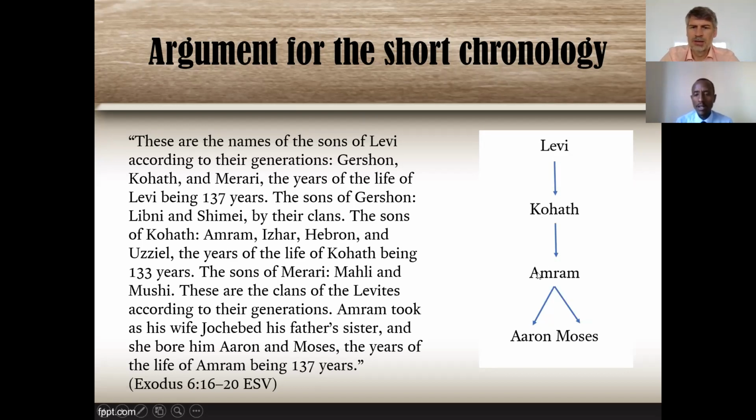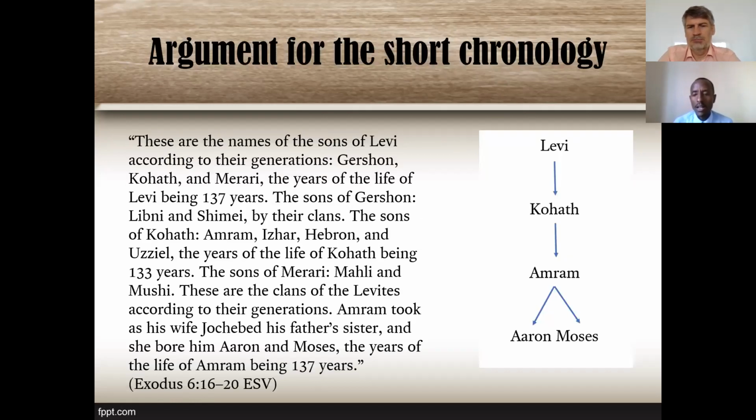Levi, Kohat, Amram, and after that we have Aaron and Moses. So these generations better fit the short chronology, like 215 years, than 430 years. But of course, some scholars can say that sometimes in the chronology there are some gaps. For example, not all the generations are mentioned in the chronology.